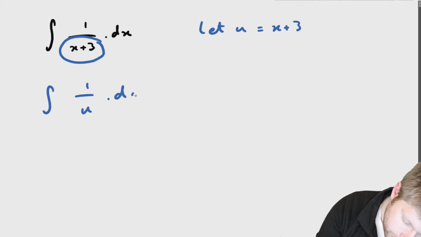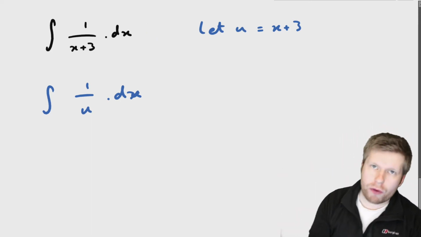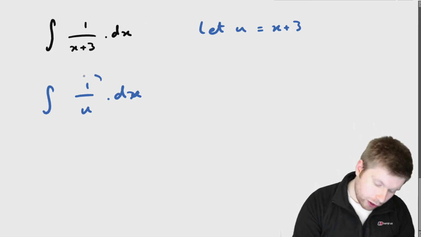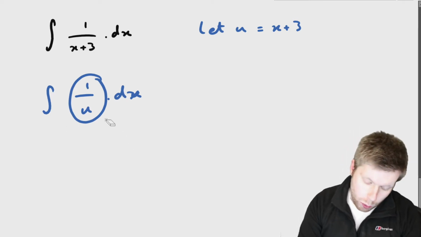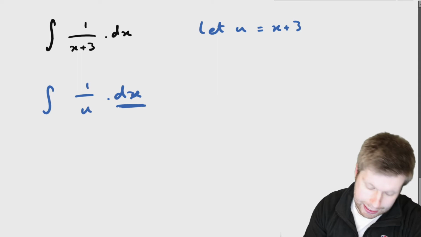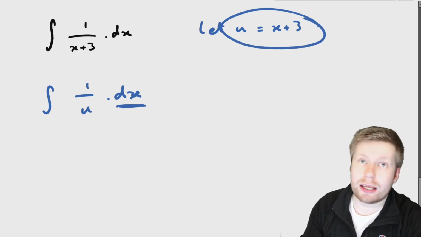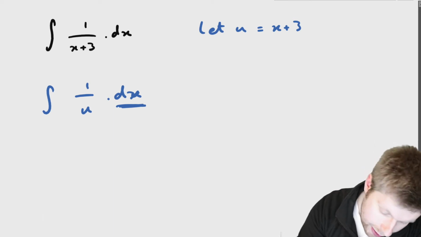However, I've got an issue, because at the moment, this is with respect to x. I've got a dx here, which means I'm integrating with respect to the variable x. But my function is now in terms of u, which means that I need to make a substitution or a replacement for dx. So, okay, in order to do that, I can probably differentiate the function that I let u equal. So u equals x plus 3, let's differentiate it.